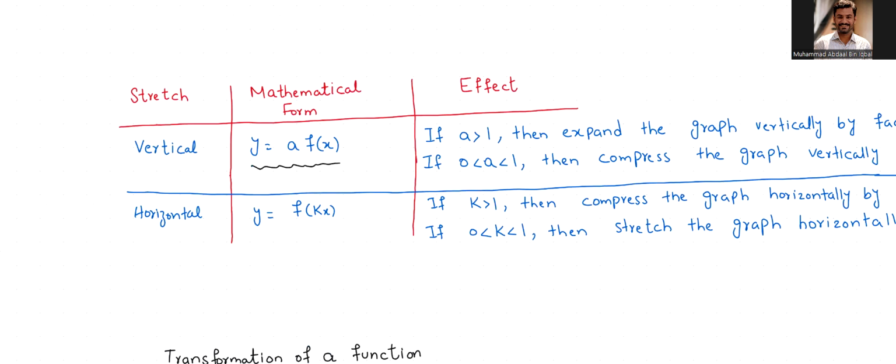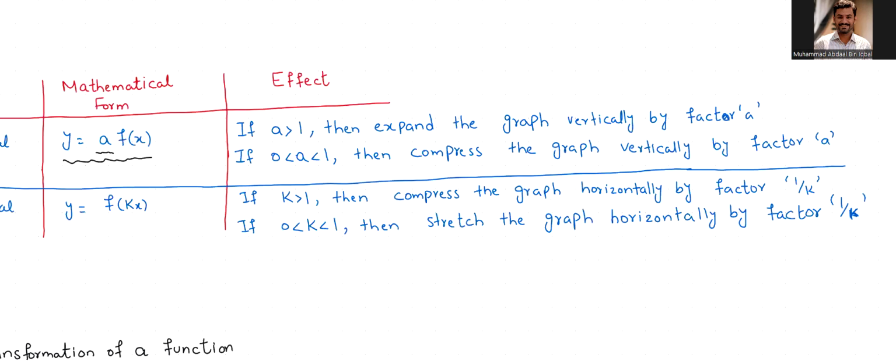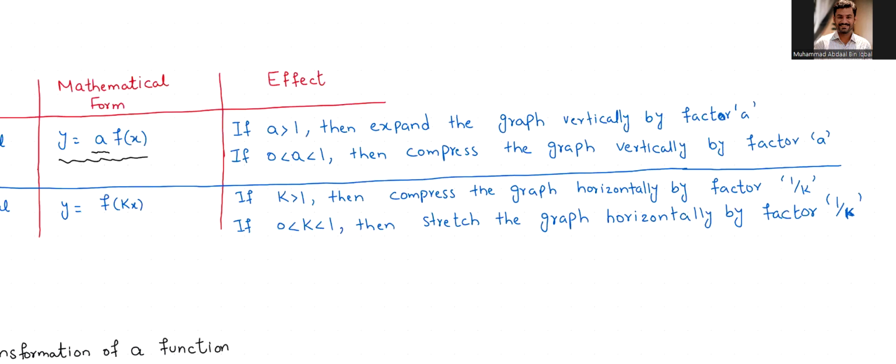Here we have the constant value that is outside of the function. In this case, if a is greater than 1, then expand the graph vertically by factor a. Second point: if a is less than 1 but greater than 0, then we need to compress the graph vertically by factor a. This is the main thing in the vertical graph.